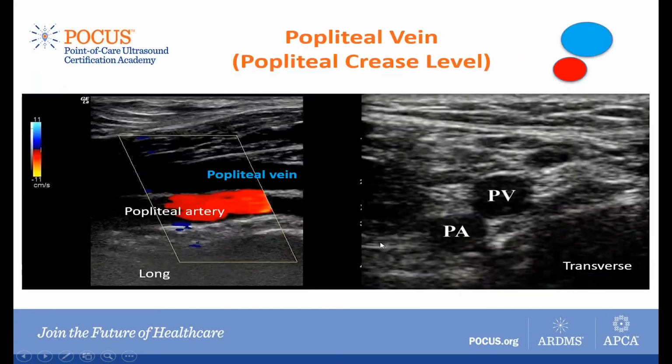This is the popliteal region. You can see that this is a long axis view showing you the anatomical relationship. We are assessing from the popliteal crease region. And you have the skin, subcutaneous tissue, the muscle. And of course, this is the popliteal artery, and this is the popliteal vein. And this is the transverse view. In transverse, we can see the artery here, and the superficial one is going to be the popliteal vein.